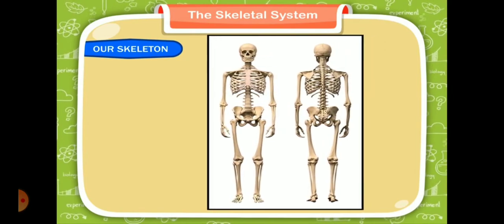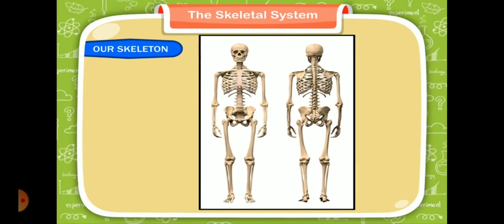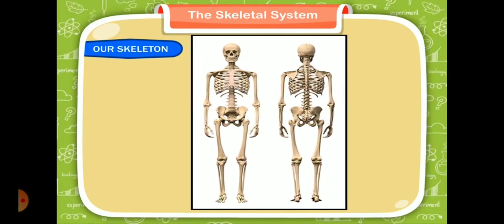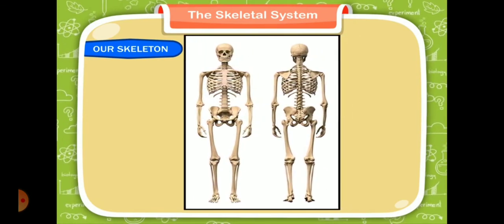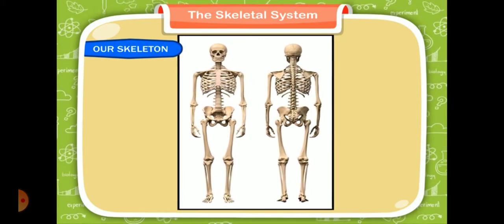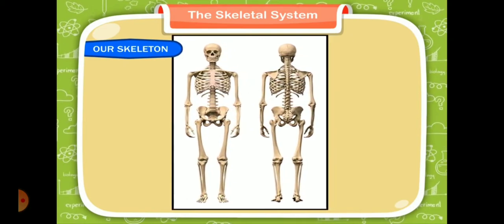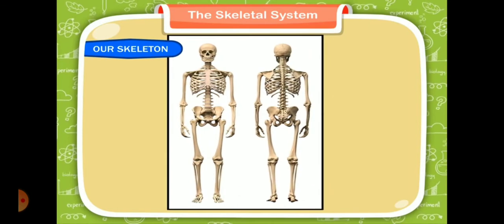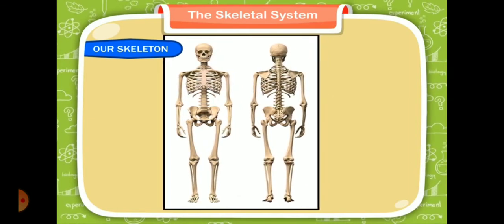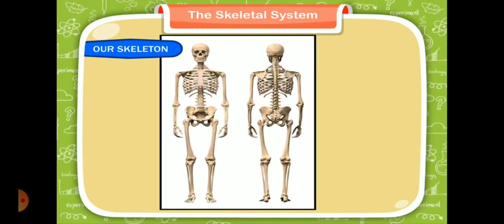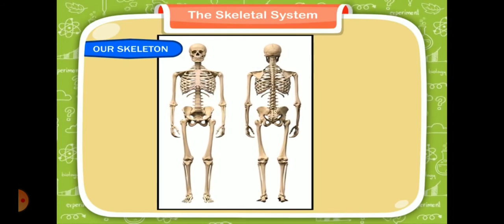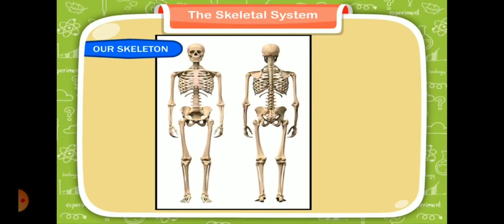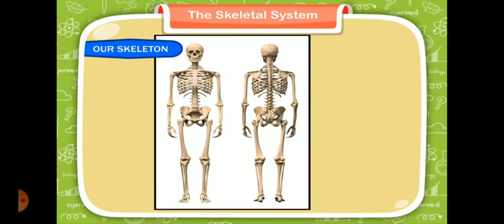When we are born, our skeleton has around 350 bones. When we become an adult, our body has around 206 bones. This is because as we grow, some of the bones join together. With the growth of our body, more cells increase in our bones and our bones become longer than earlier.